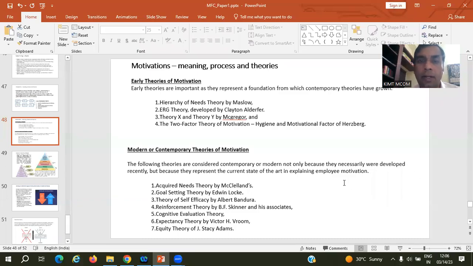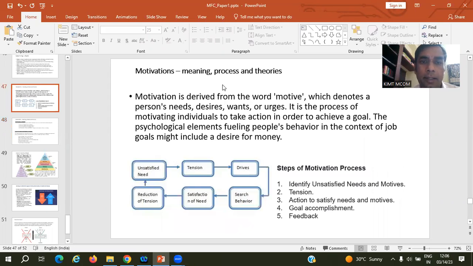We are reading one important concept. Last class we discussed the definition, the meaning: what is motive, what is motivation, and what is a motivator. In this chapter, motivation is one important topic in management. It comes under directing, whatever you studied: planning, organizing, directing. So we discussed the meaning and the process behind motivation.